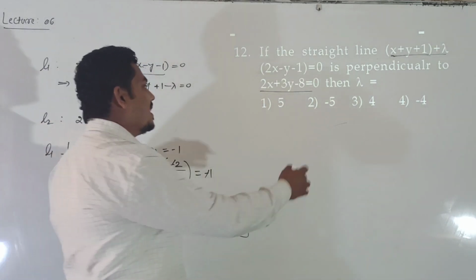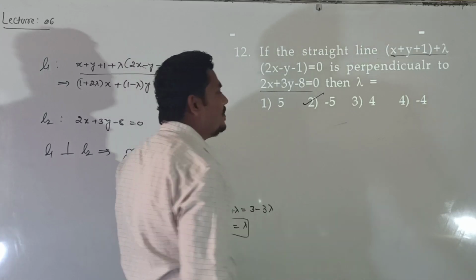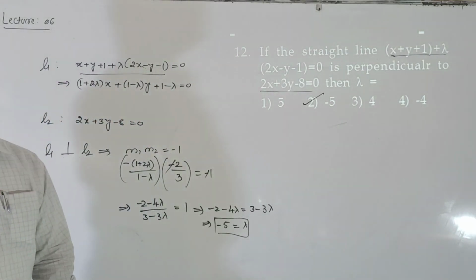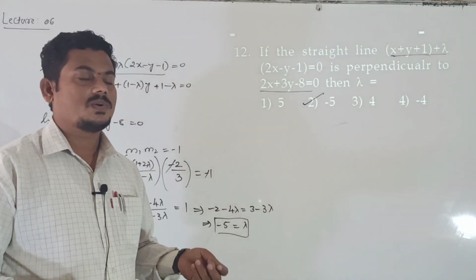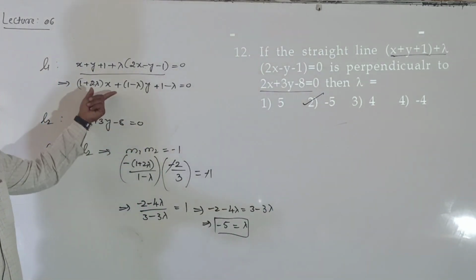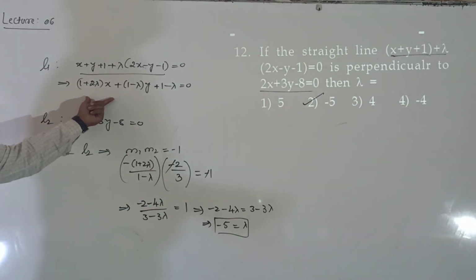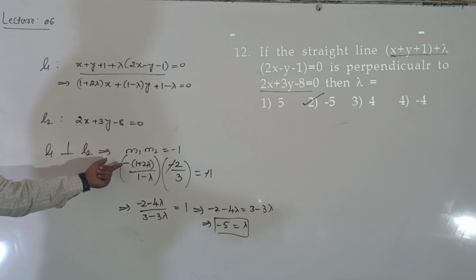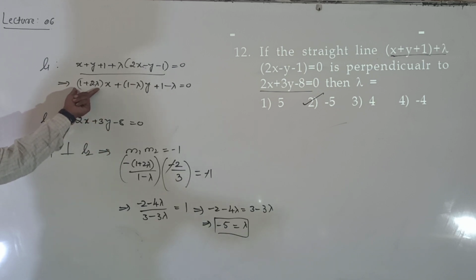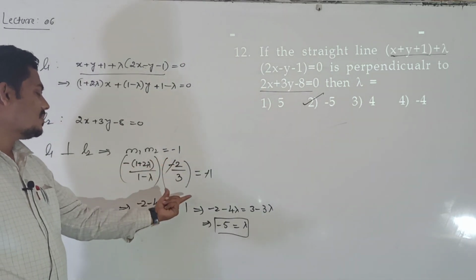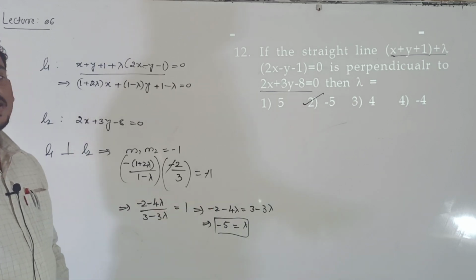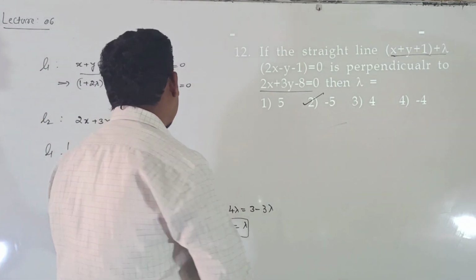Where these two lines are perpendicular, then lambda value is minus 5. Already you know, when two lines are perpendicular, then product of their slopes is minus 1. Clearly it is like ax plus by plus c equal to 0, so slope is minus a by b. Minus a means coefficient of x, small b means coefficient of y. Minus a divided by b, minus a divided by b. After simplification, lambda is minus 5, right?